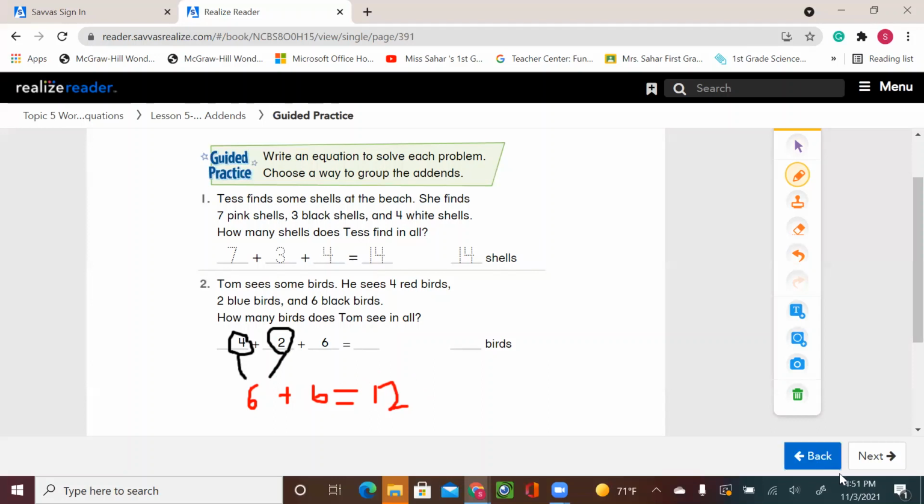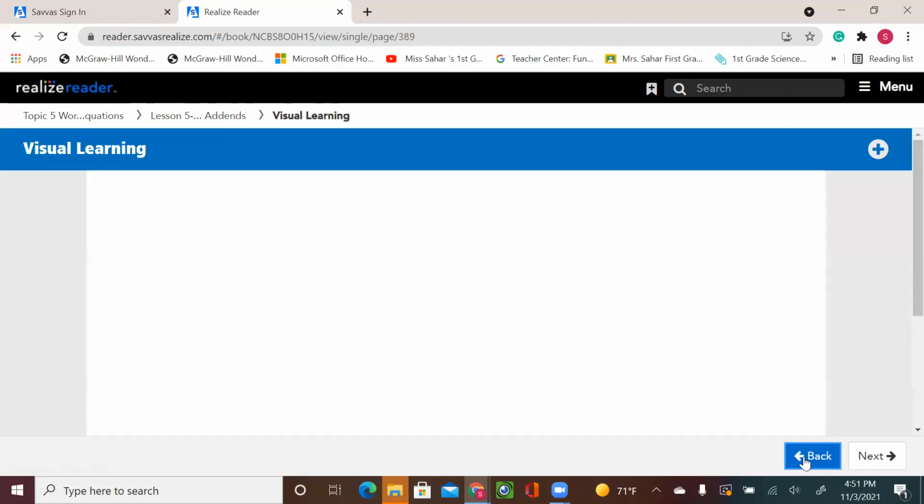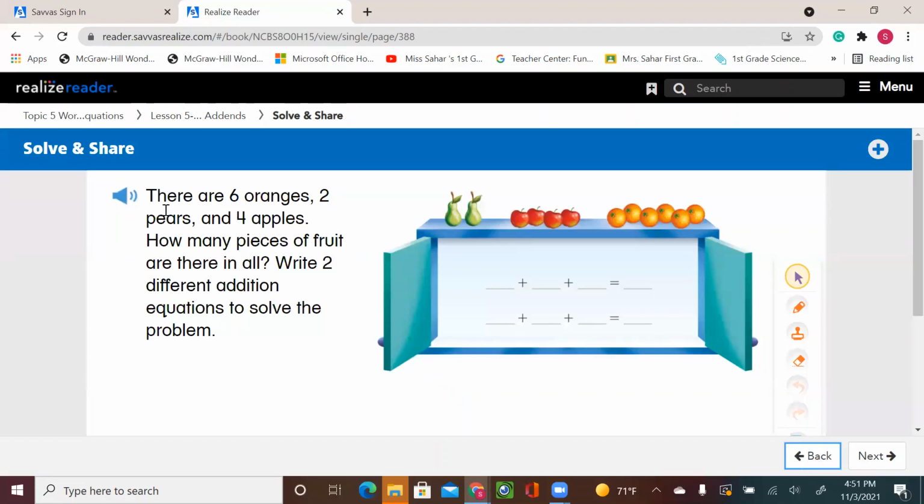All right. So let's go back to page 229 and answer this equation. There are 6 oranges, 2 pears, and 4 apples. How many pieces of fruit are there in all? Write 2 different equations. So we can write 4 apples plus 6 oranges. That will make 10. 10 plus 2 equals 12.